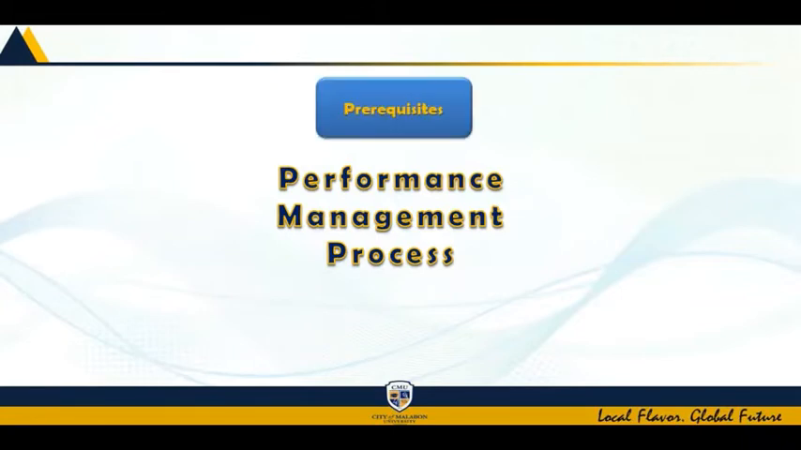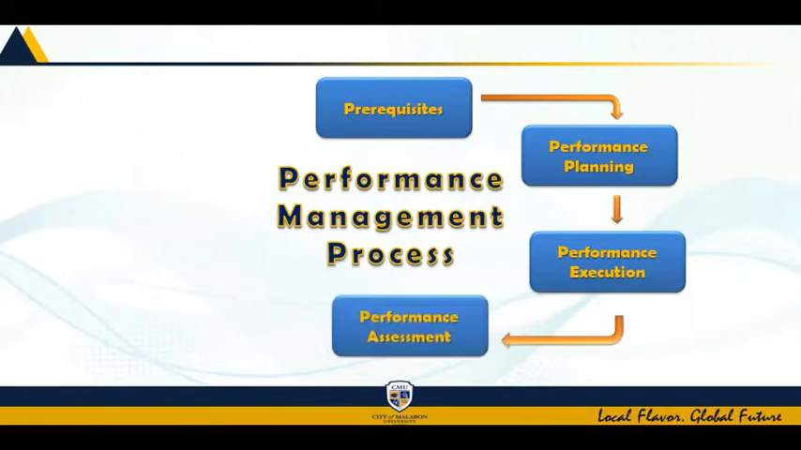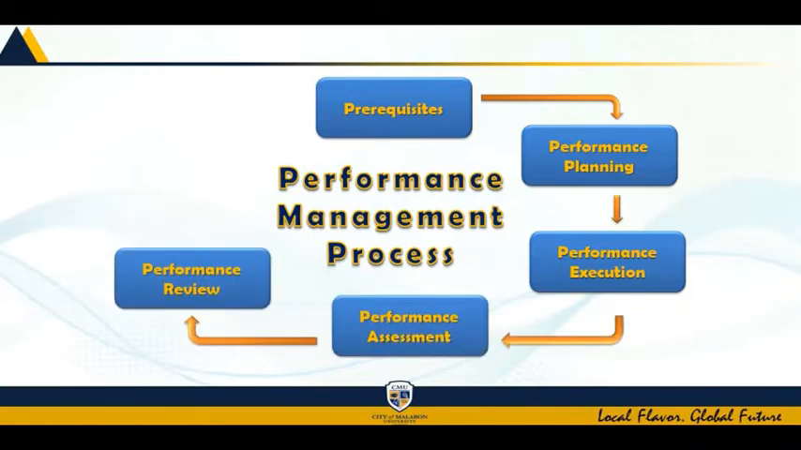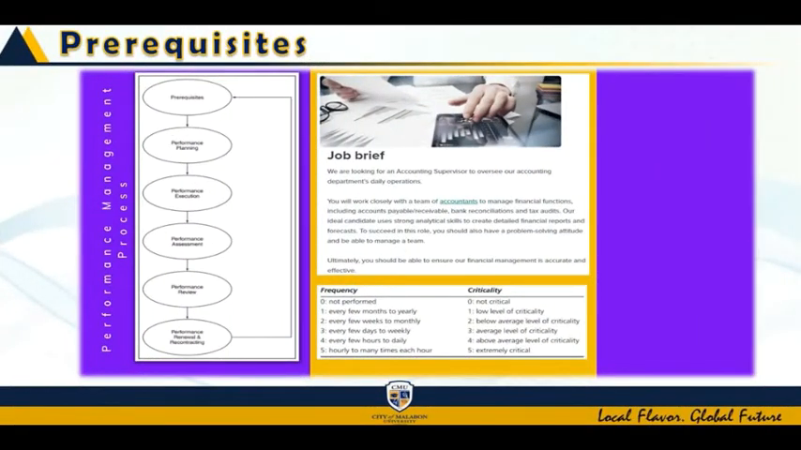Now, these are the components. First is the prerequisites. The second step is the performance planning. The third step is the performance execution. The fourth one is the performance assessment. The fifth one is the performance review. And the last is the performance renewal and recontracting. Now, we're going to discuss this one by one. Let's start with the prerequisites.